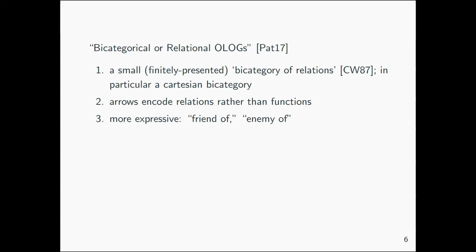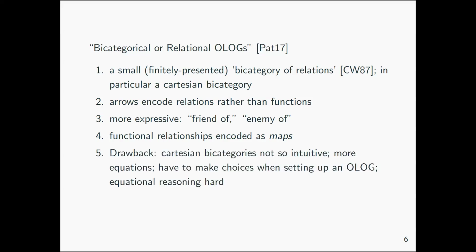And these are way more expressive, right? The relations friend-of, enemy-of. Hopefully everybody has more than one friend. Hopefully most people have no enemies. These are not necessarily functions. We get the functions back using the definition that Carboni and Walters give of maps, which are supposed to be functions. So it's a generalization of the purely functional perspective. The issue is that, like I said, Cartesian bicategories are pretty abstract and a little hard to work with. There's a lot of overhead in getting into the definitions.